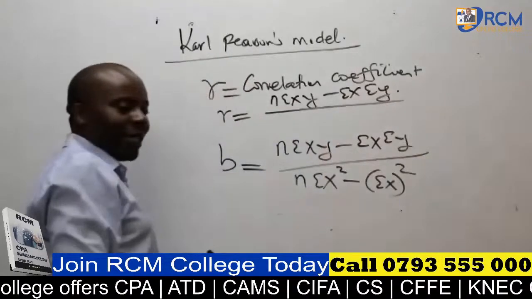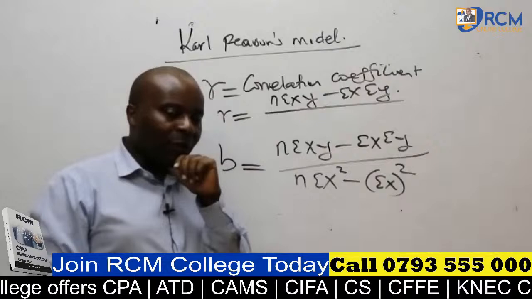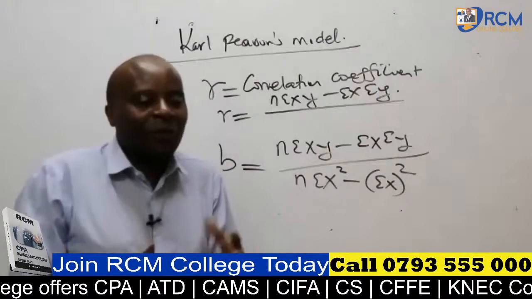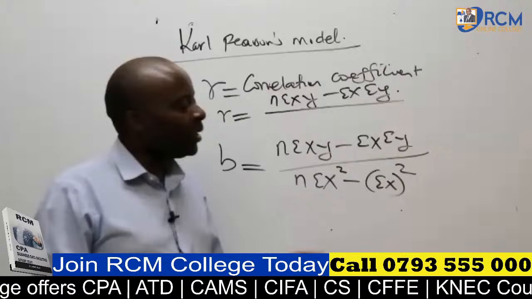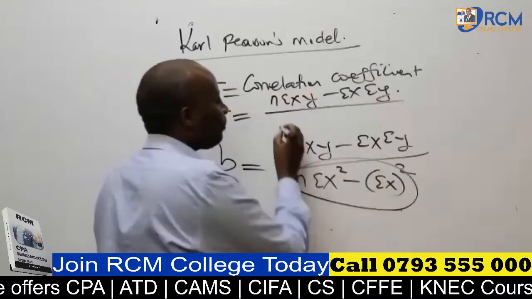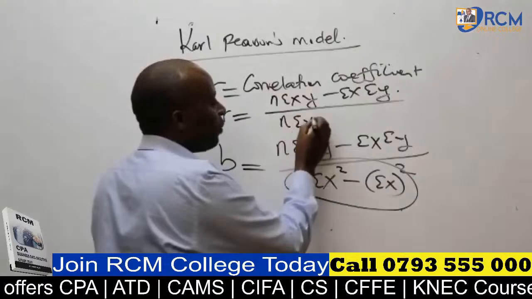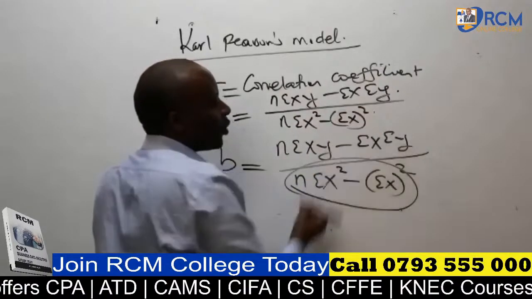Now, the moment I've taken care of the numerator, there is also something I know about the denominator. There is also a relationship about the denominators. If I understand this, I've understood the entire thing. So for the denominator, what I need to do is come and copy this. So it is n summation of x squared minus summation of x, squared, like that.